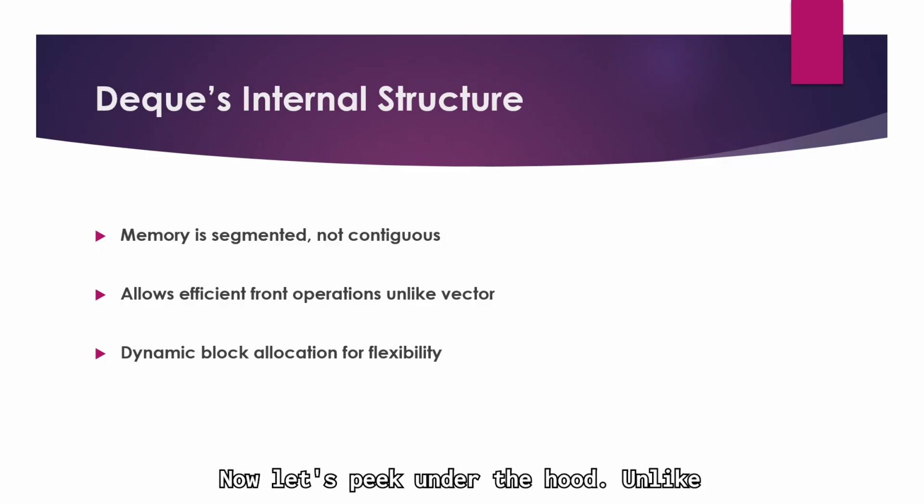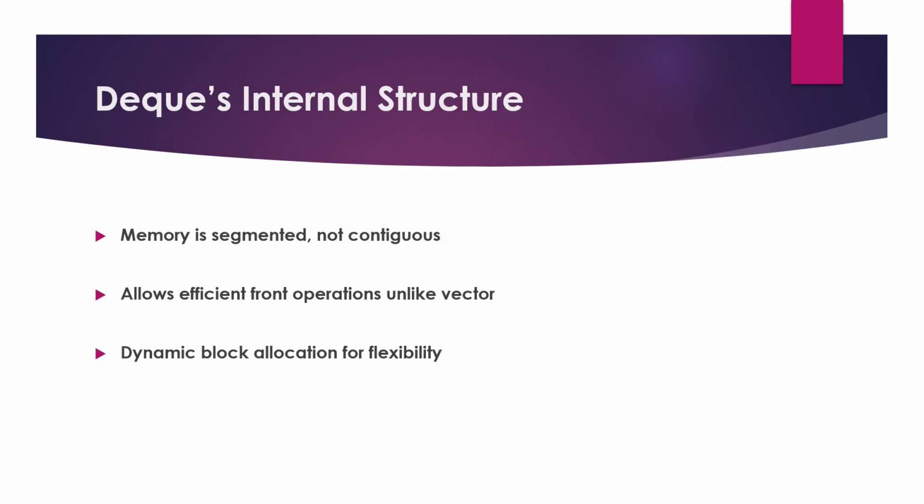Now let's peek under the hood. Unlike vectors, which rely on a contiguous block of memory, deques use a segmented memory model. That means they allocate multiple smaller blocks dynamically rather than trying to grow one large contiguous chunk. This difference allows us to insert elements at the front without shifting the entire container, unlike with vectors. This structure makes deques especially useful in scenarios where we constantly modify both ends of the sequence.